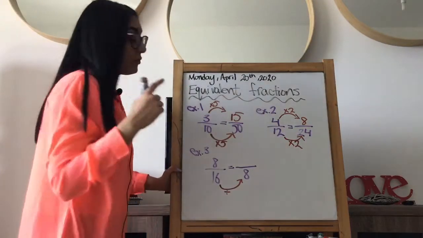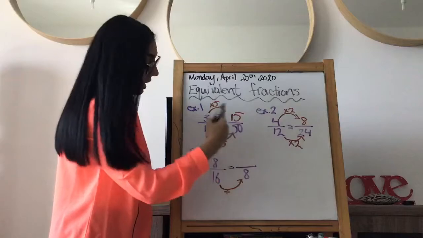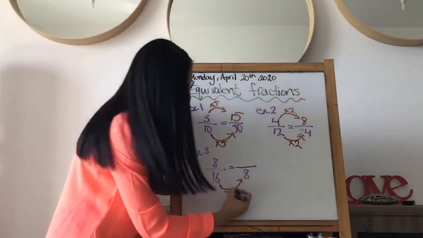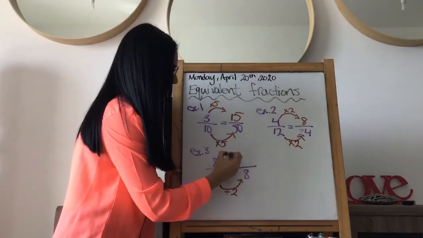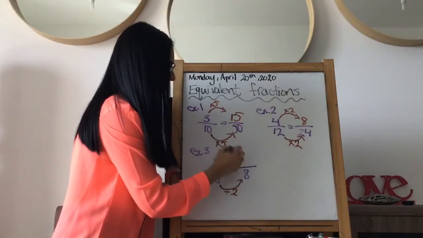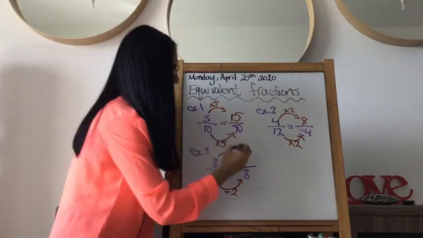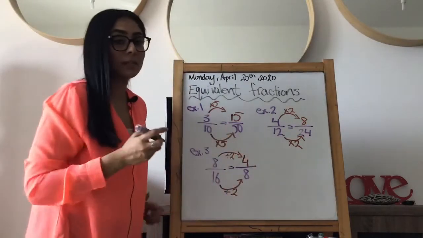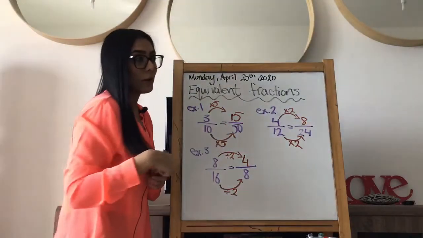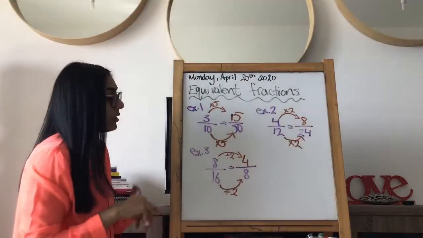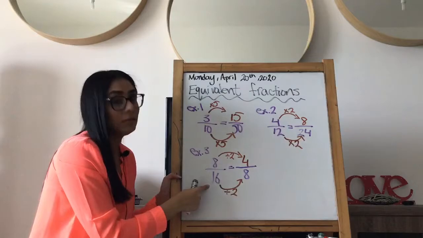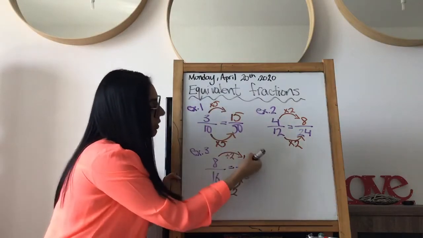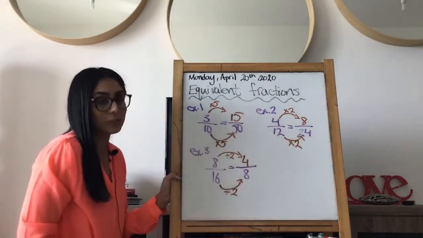Or if that really bothers you, then just think of it the other way. 8 times what is 16? So it's 2. You need to divide. If I'm dividing by 2 at the denominator, I need to divide by 2 at the numerator. What's 8 divided by 2? 4. Now you can check, because some of you are better at multiplication than division. Just do the opposite. 8 times 2 should be 16, yes. And 4 times 2 should be 8, that's correct.